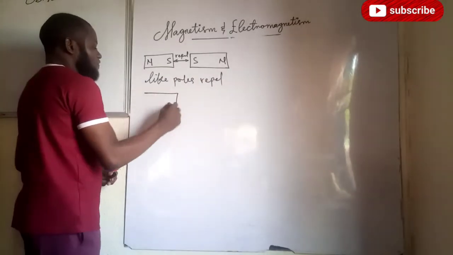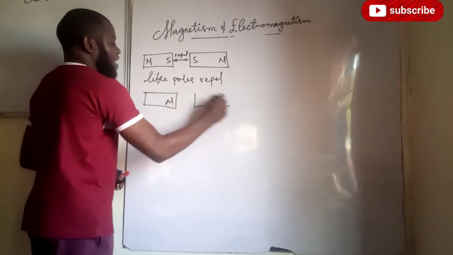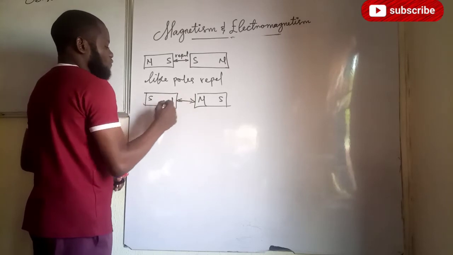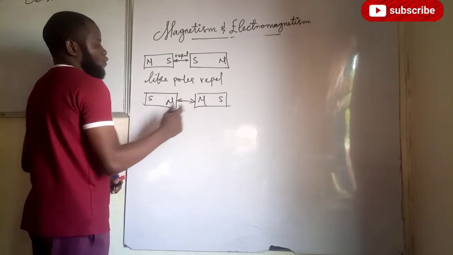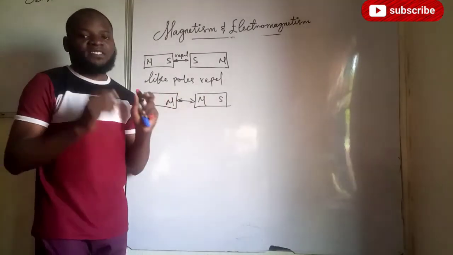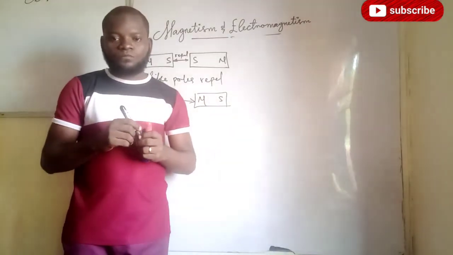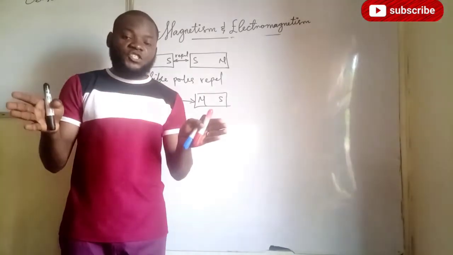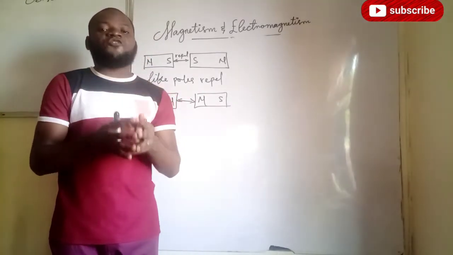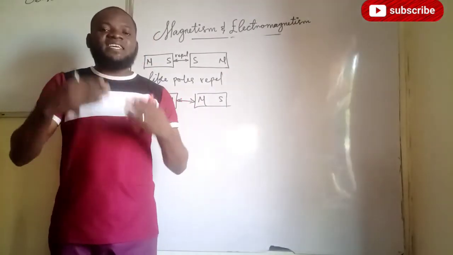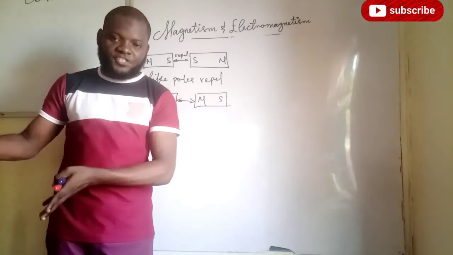So if I have north and I have north also, this will be south, this will be south, this would also be the same thing. They are like poles, they will also repel, while unlike poles, they will do what? Attract each other. Now, this concept of like poles that repel each other and unlike poles that attract each other is what precedes the law that will always say that induction precedes attraction.